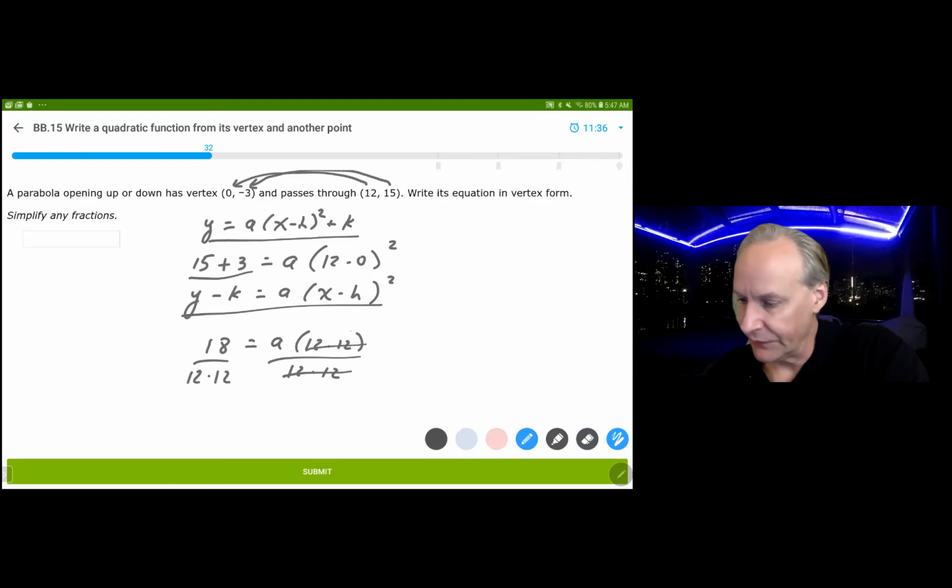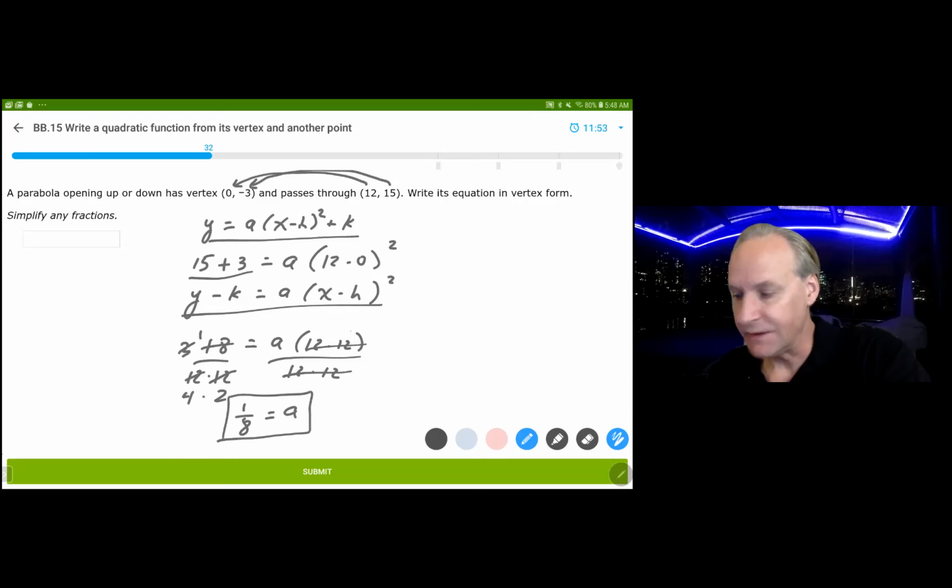So then when I simplify it, 6 goes into 12 2 times, and 6 goes into 18 3 times, and then I simplify the 3 with the 12 and get the 4. So that's 1/8. It's a little easier to see than the fact that 18 goes into 144 8 times. It's a little hard to see that. So anyway, there it is. A is 1/8. And again, this is the one they want, and there's your vertex.